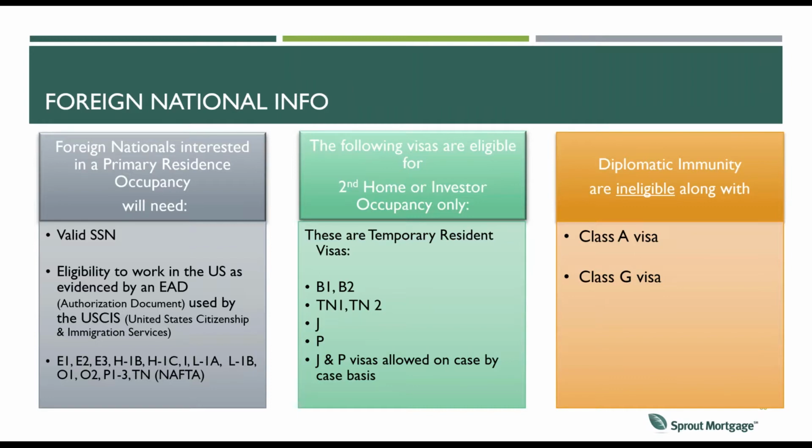And then we have the green box. Since we're talking about the investor programs, this is what you'll be focused on here. So these are temporary resident visas, and those will be listed there. And then the orange box are ineligible because of diplomatic immunity, so the Class A visa and the Class G visa.